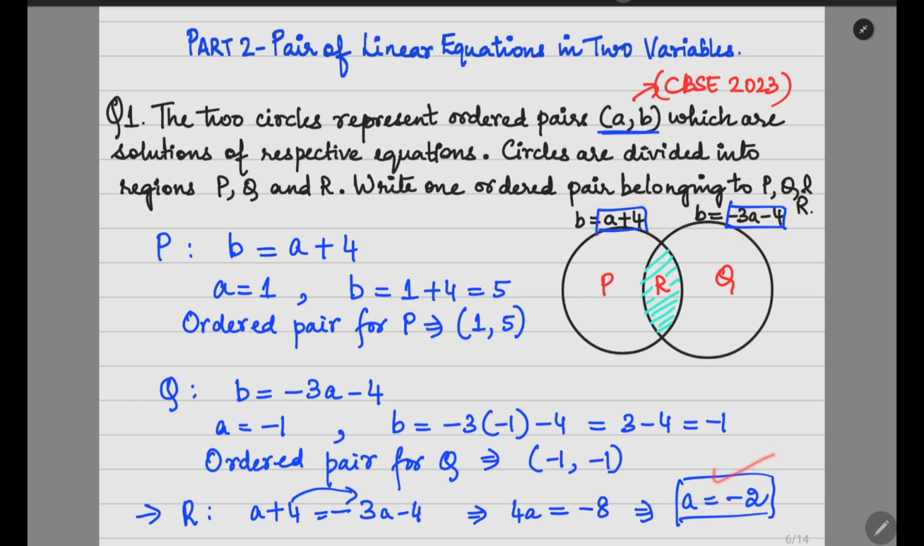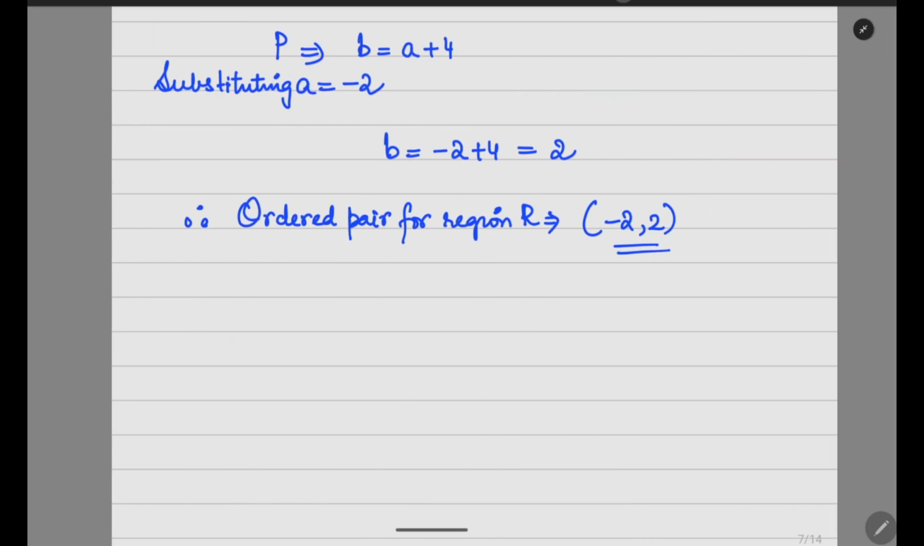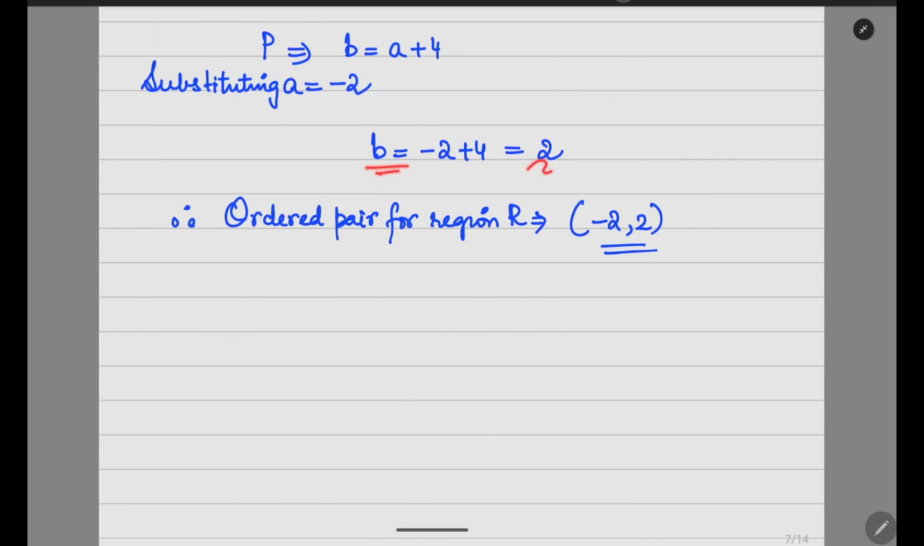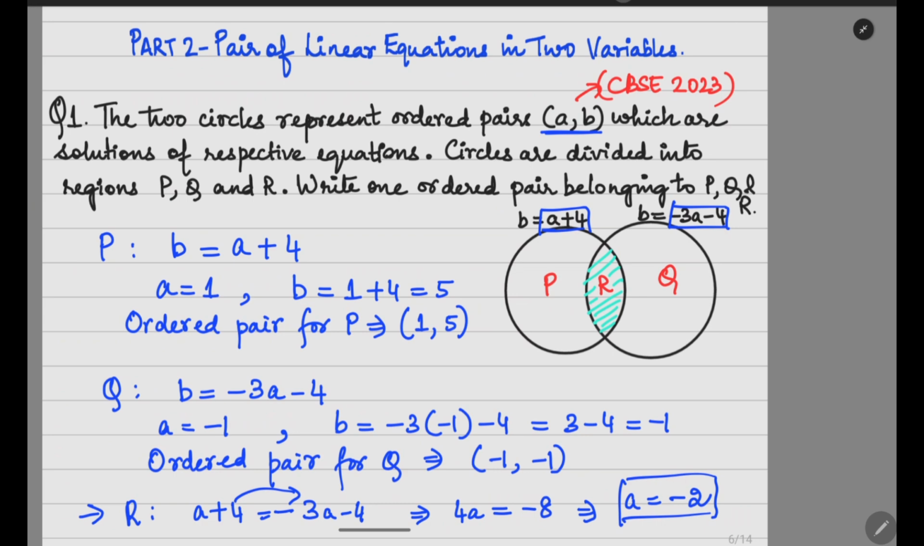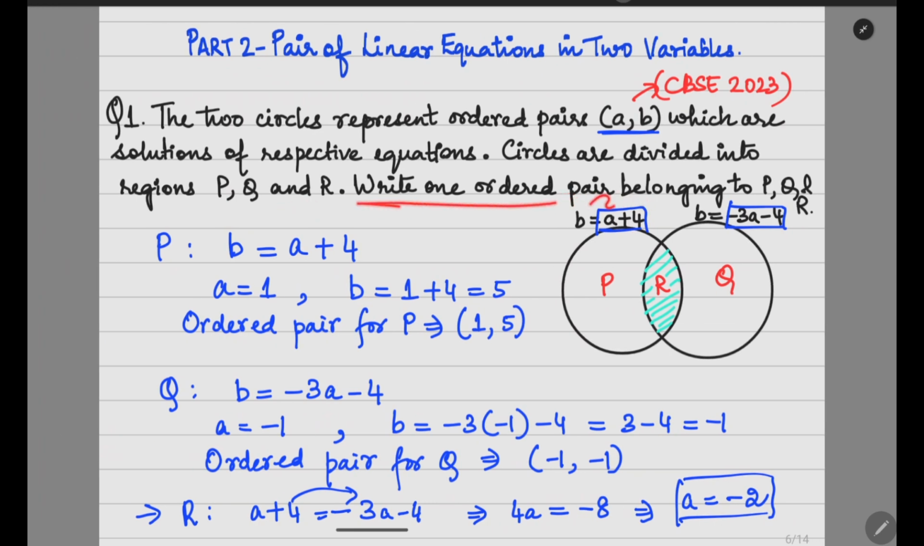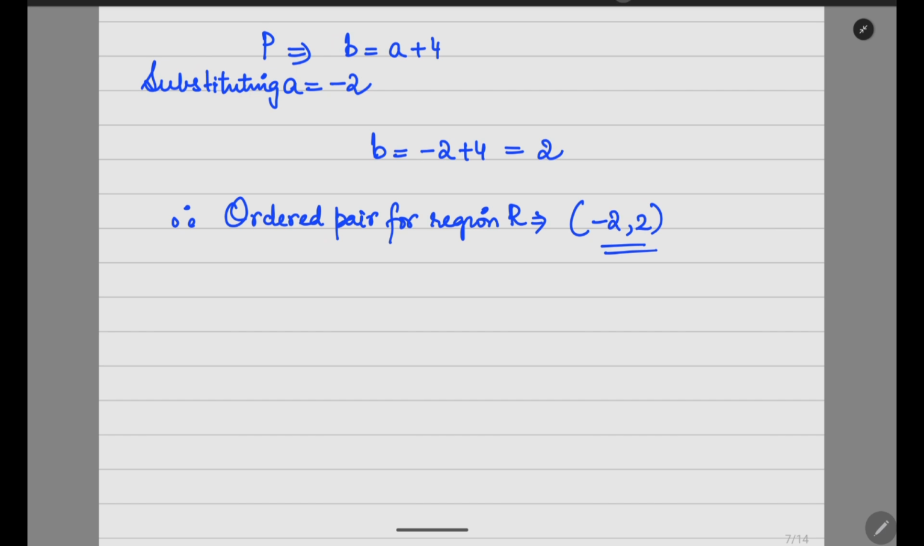You are getting A is equal to minus 2. Substitute this in any one of them. So we have substituted in the first one, that is A plus 4, and calculate B. You are getting B as 2. So the ordered pair for R will be minus 2 comma 2. Right? So this is the question that you're asked, one ordered pair belonging to P, Q and R. Hope you understood. Let's move on to the next question.